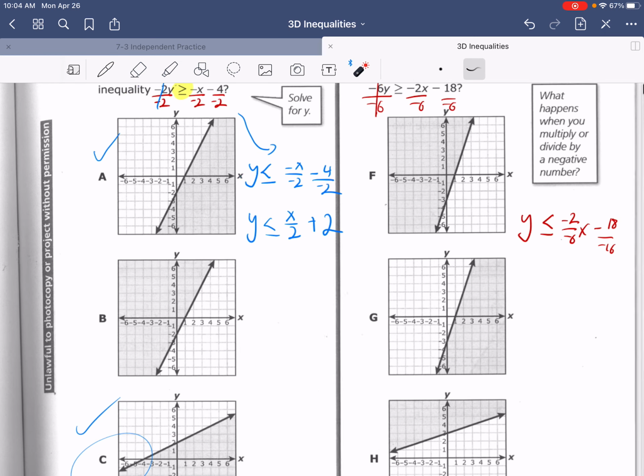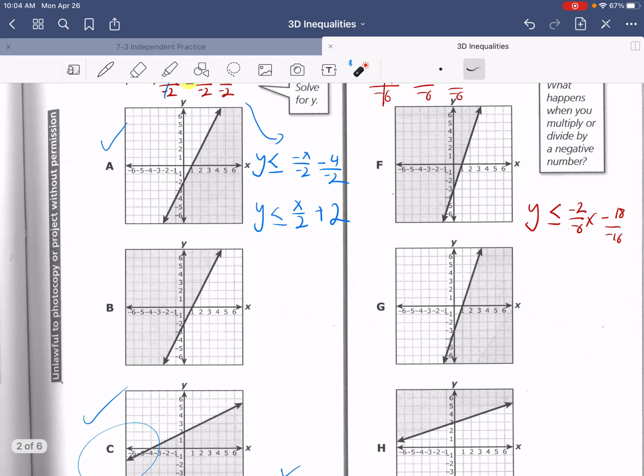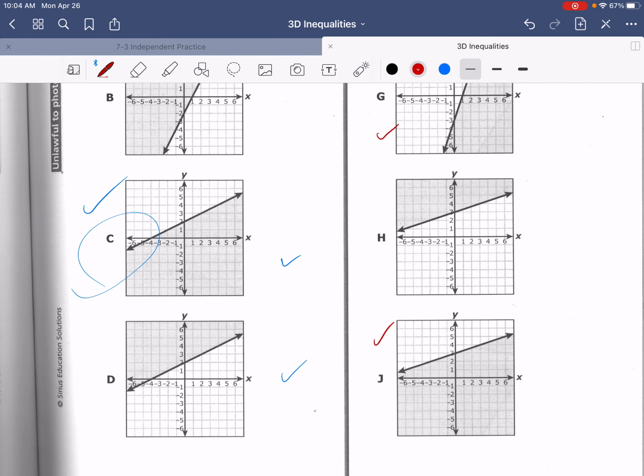Now, what I want you to do is just graph. First, determine: it is less than, right? We are opening up to the opposite side of y. If it opens up to the y side, it should be shaded upside. But since it is opening up to the other side of y, it should be shaded downward. So your answer is going to be either G or J.